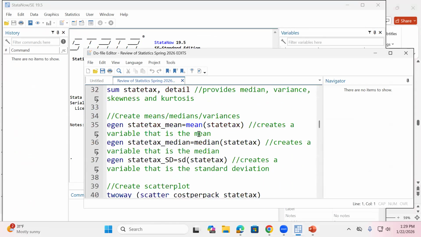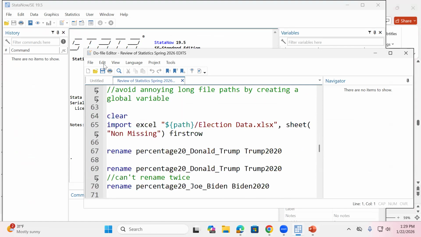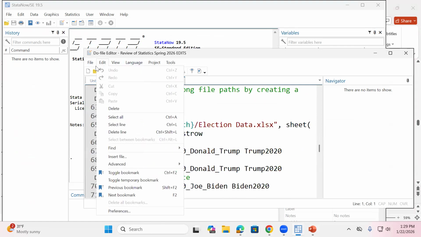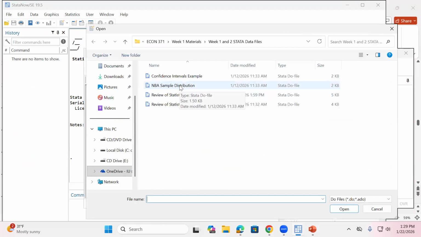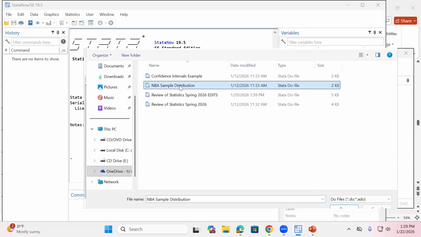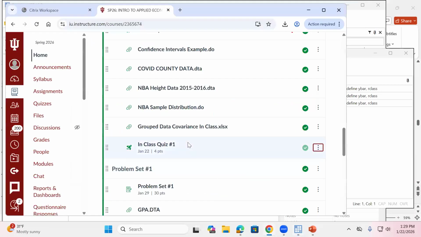And let me see. Might not want this file. Let's see what I have here. Yeah, so we're actually going to use another file I put up on Canvas, which was this NBA sample distribution do file. Okay, so I'm going to open this up. Another file I gave you, hopefully.